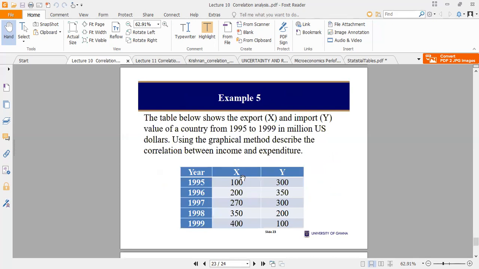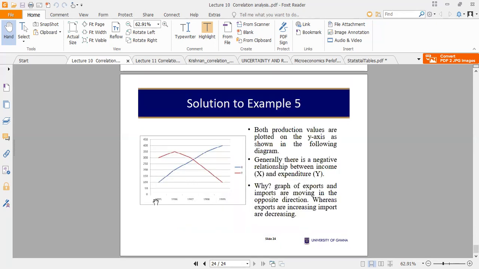These are the new values of x and y for years 1995 to 99. When you draw them from 95 to 99, you realize that y was falling, but then x was what? Increasing. So this shows that there's a negative relationship between the two. One is falling, the other one is what? Is increasing. So you can either use a scatter diagram or you can use the line graph, the graphical method.